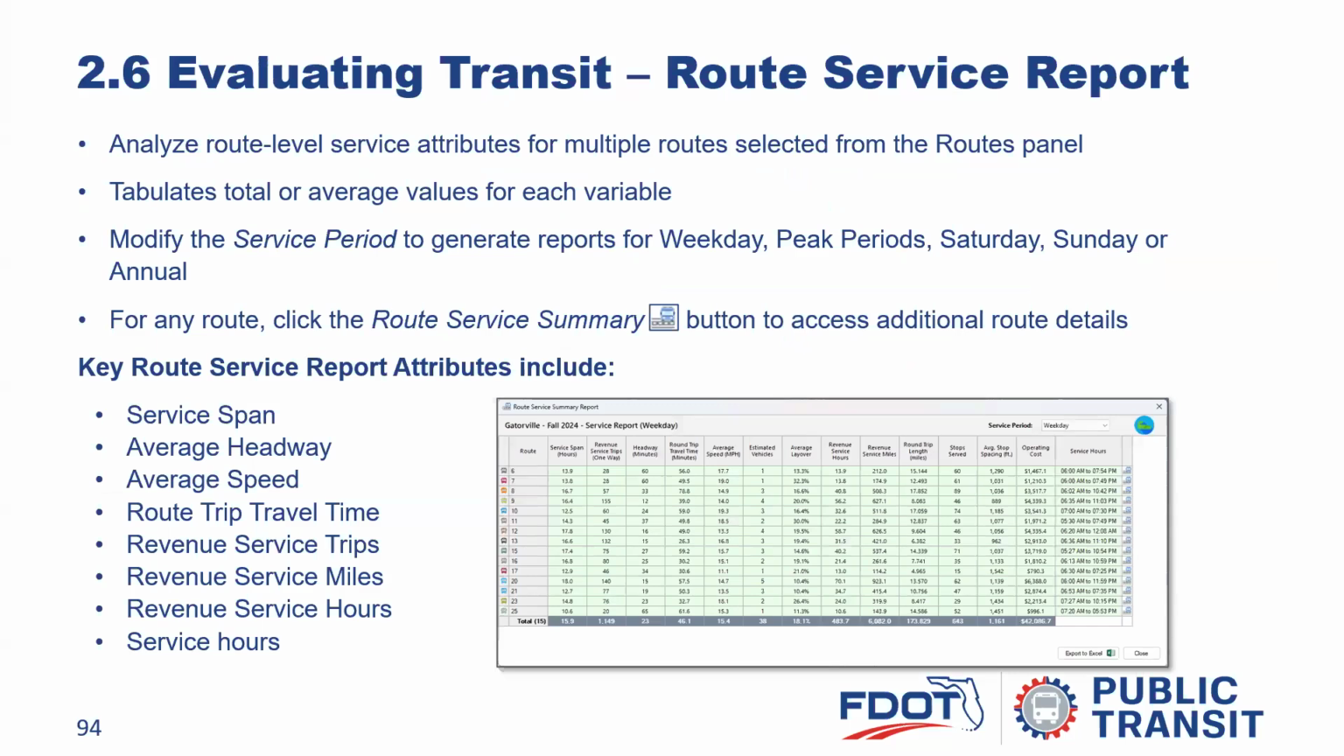Here is the route service report, very easy to generate in T-BEST. Whatever you select in the routes list, you can generate a report for it with key service attributes: service span, average headway, speeds, round trip travel time, revenue service trips, miles and hours, and service hours. This is not model dependent, so you don't have to run a ridership estimation model. You can run it at any time, for a weekday or any of the different time periods: the peak period, Saturday, Sunday, or annualized. It's a great way to quickly estimate cost for your whole system or a selected set of routes.